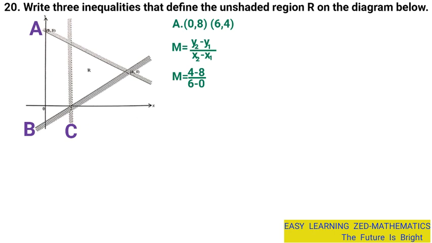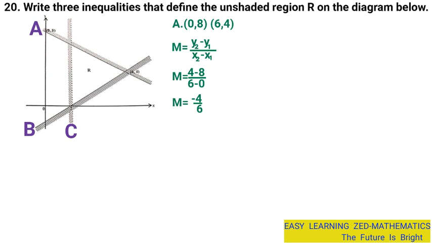Okay, once I've done that, then the next thing I'm going to do is find the difference of these numbers. So I'm going to write m is equal to, so 4 minus 8 will give us negative 4 over 6 minus 0 will give us 6. Okay, so those answers, we have negative 4 over 6.